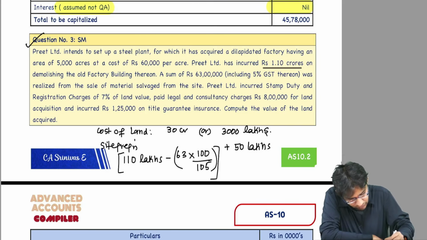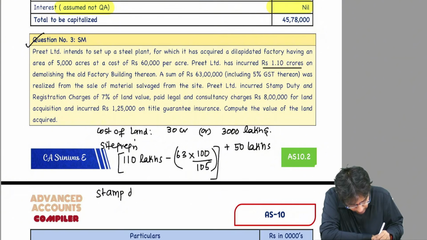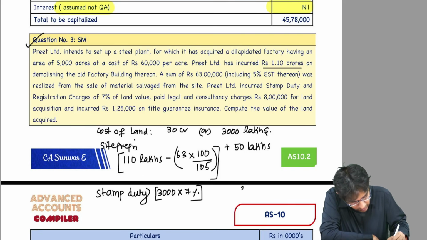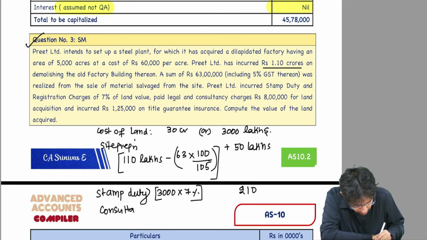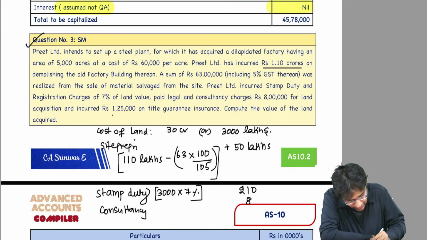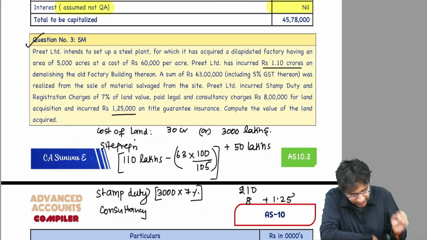Moving on. Preet Limited incurred stamp duty and registration charges of 7% of land value. So there is stamp duty and registration charges: 3000 lakhs into 7%, that is 210 lakhs. Next, consultancy fees of 8 lakhs. You have to capitalize that also. And there is 1,25,000 on title guarantee insurance.